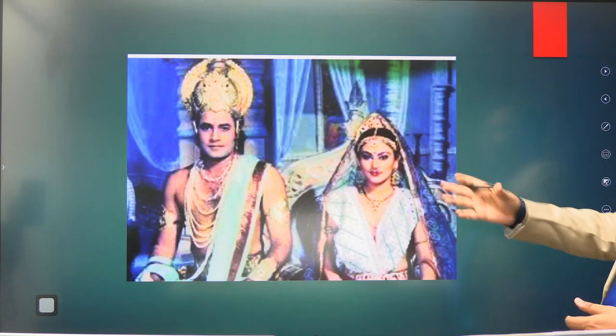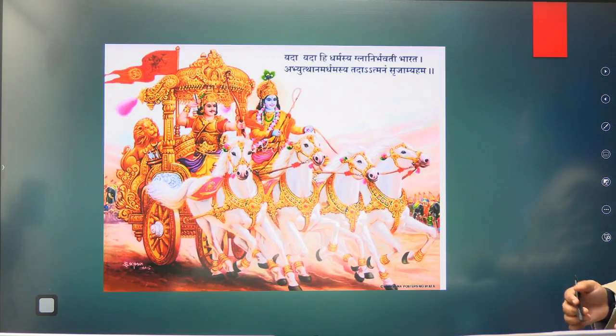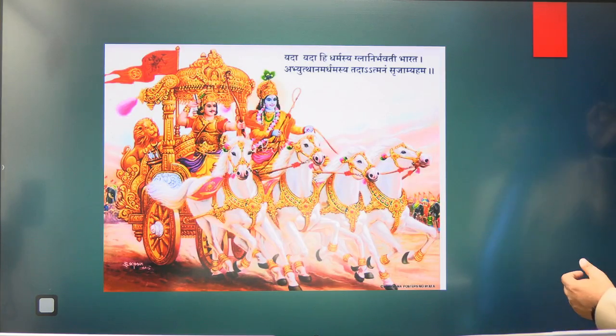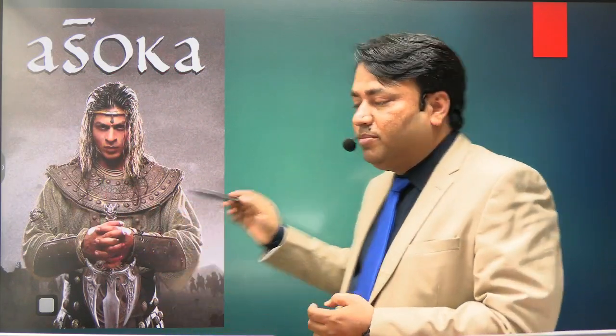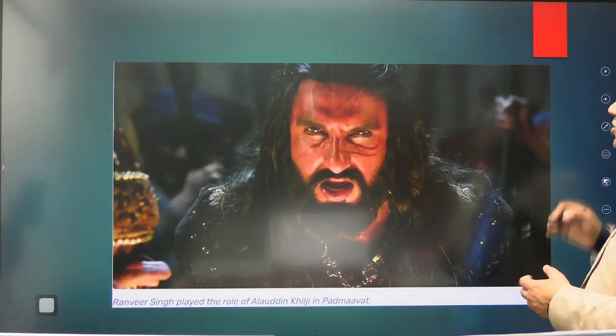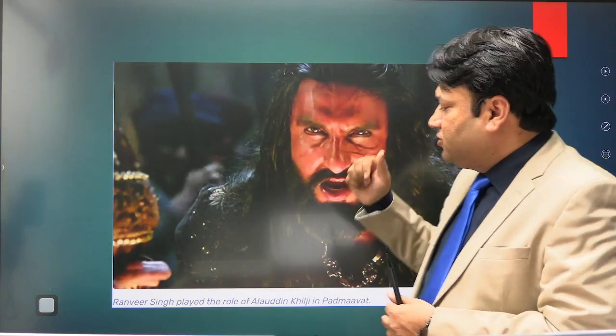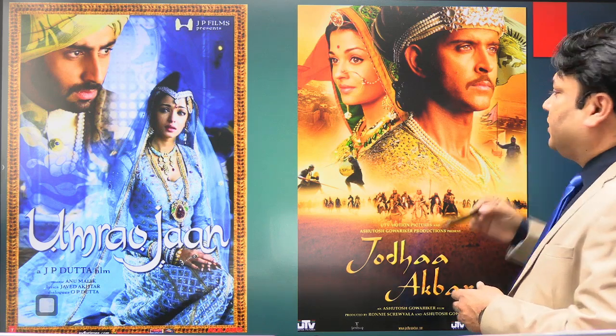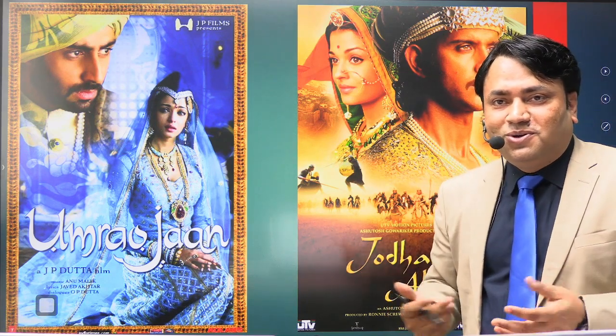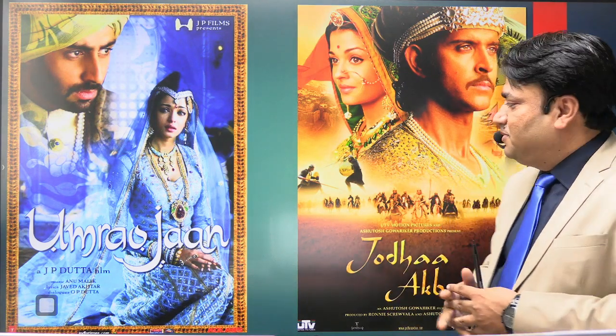In the same way, Ramayana and Mahabharata are among the most popular epics of this time. We all know this. Ashoka, the role was played by Shah Rukh Khan. This was also one of the most popular movies. In this movie, Ranveer Singh plays the role of Alauddin Khilji in the film Padmavat, which was also one of the most debated films of that time.